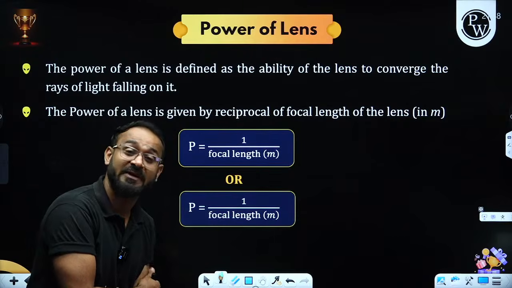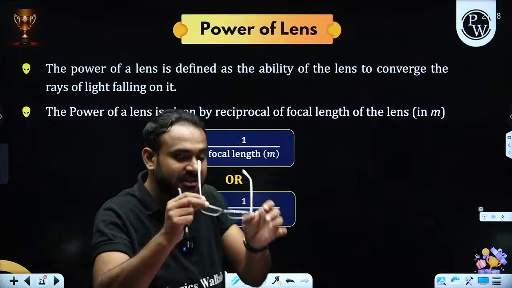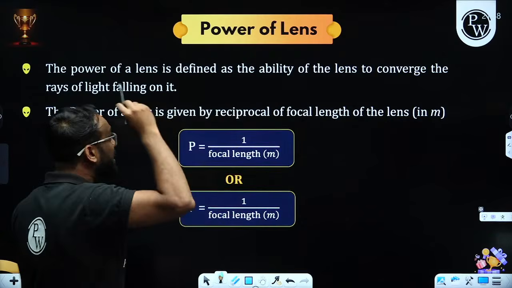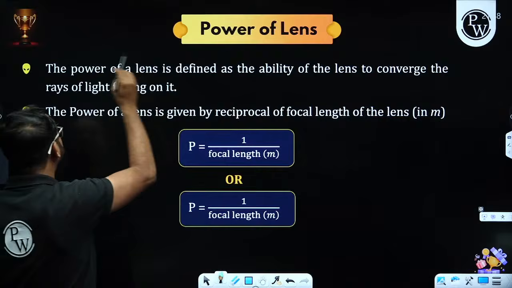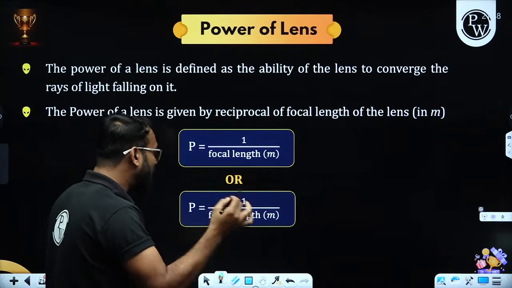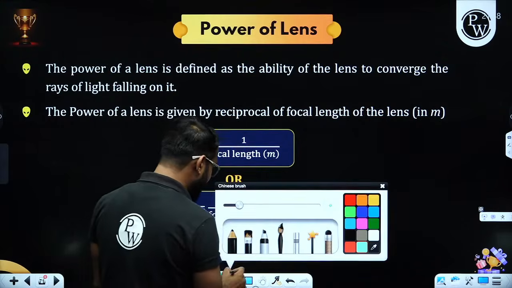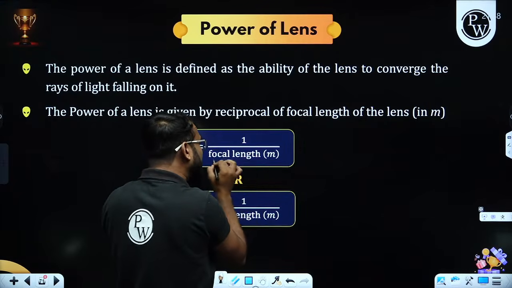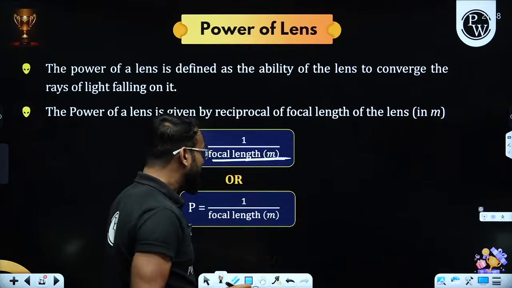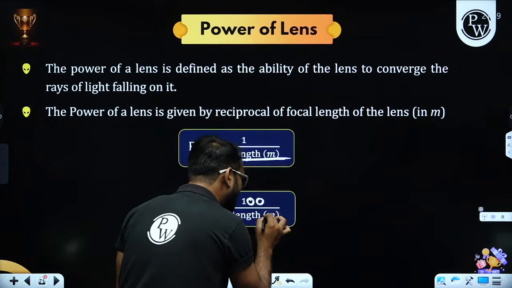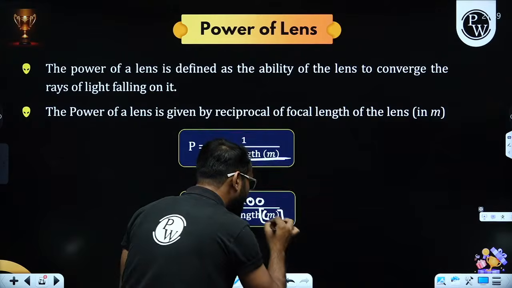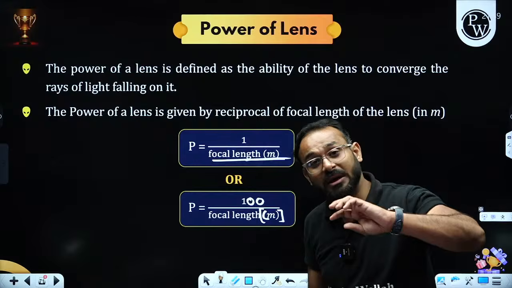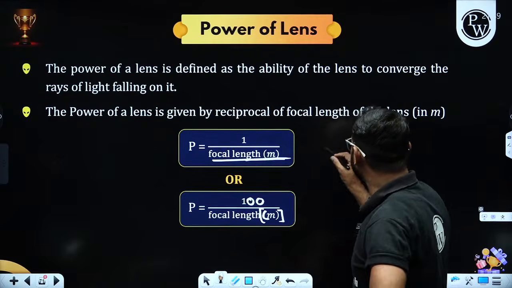Fine, sir. Power of lens, that is the last, or almost the last, topic. I am wearing spectacles, so there would be some power in that. Power of lens is defined as the ability of a lens to converge the light rays. What is the formula over here? Sir, power of a lens is equal to 1 by focal length, but in meters. But what if I write in centimeters? 100 by focal length in centimeters.